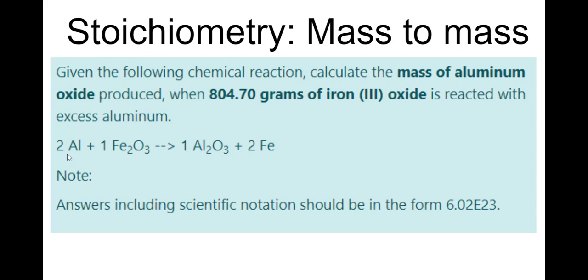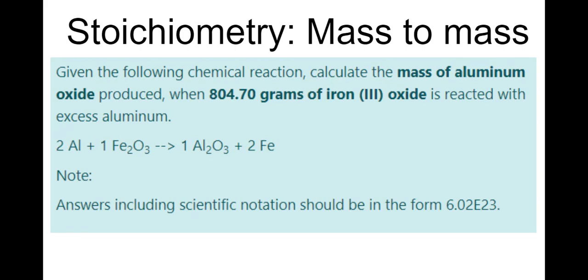And also take note of this reaction because it's going to come back. And this is why we practice naming. This is why we practice balancing, so you know how to do this. Where 2 aluminum plus 1 mole of Fe2O3, iron 3 oxide, reacts to form 1 mole of Al2O3 and 2 iron. This note is always on there, but good to know.